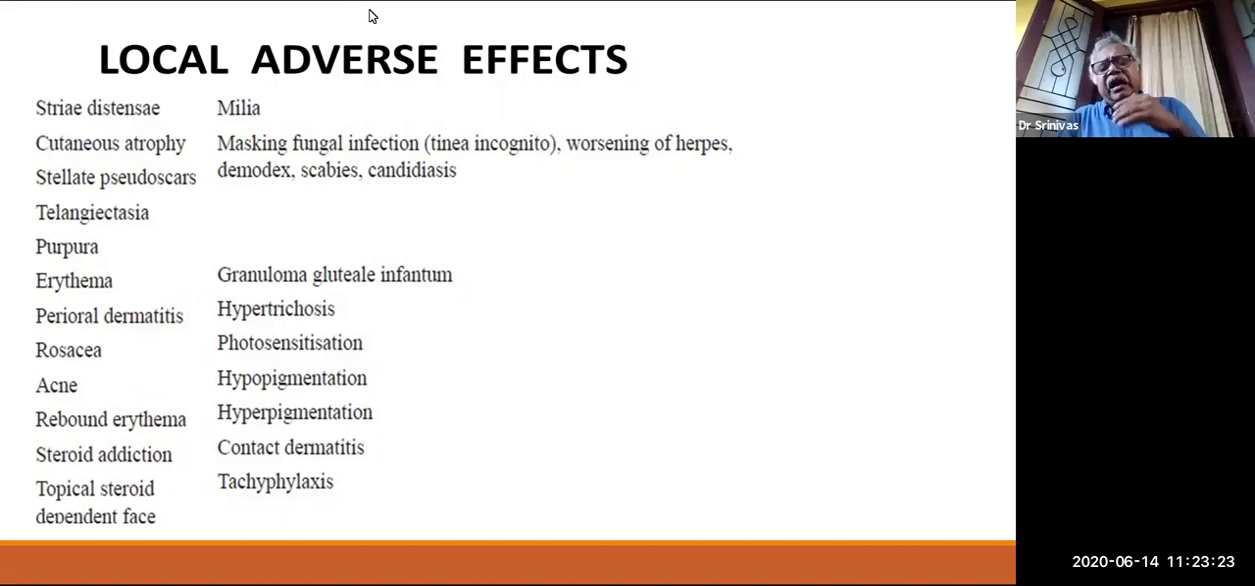And rarely, as I told you, on stopping there can be inflammation, and inflammation can lead to hyperpigmentation. Then contact dermatitis. Topical steroids are supposed to be used to treat contact dermatitis, but can they cause contact dermatitis? Yes. If diamond can cut diamond, if fire can put out fire, topical steroids, which are supposed to douse the dermatitis, can also cause dermatitis.